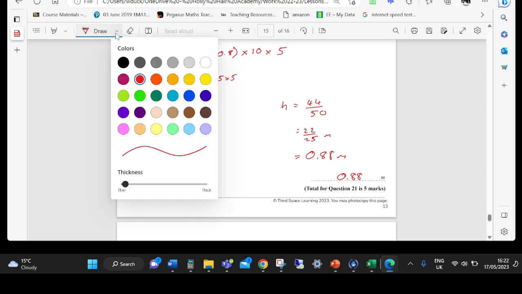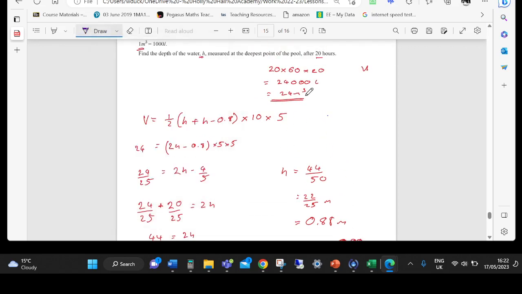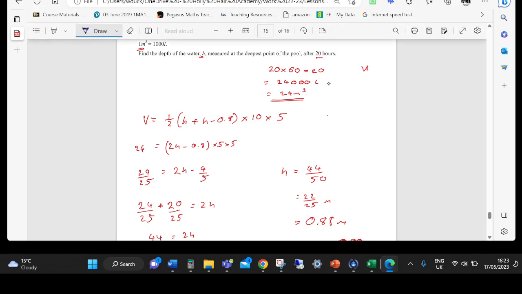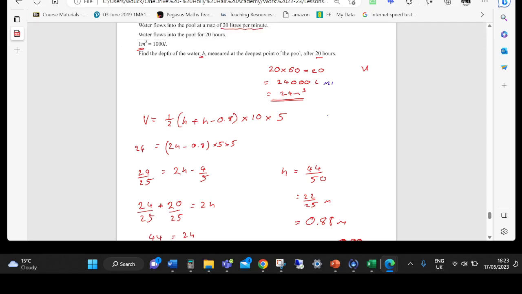If we go to the mark scheme for that then, it is suggesting M1 for 24,000 litres, so M1 for working out the volume of liquid. They've followed a similar method to me. M1 for h minus 0.8 identified as the height of the shallow end, so I did that there.